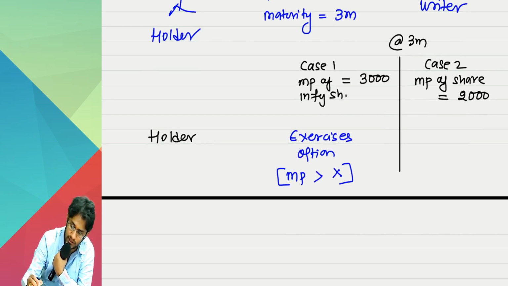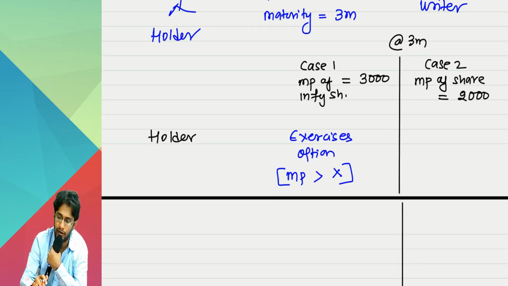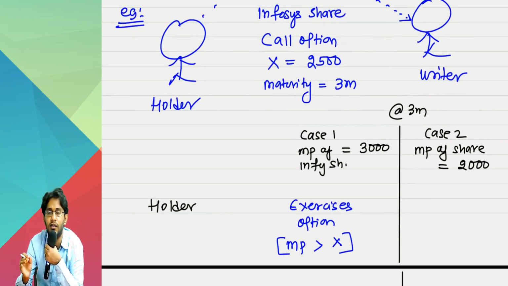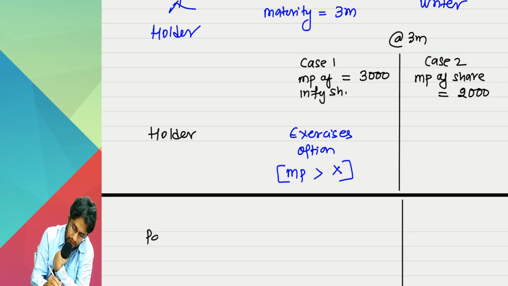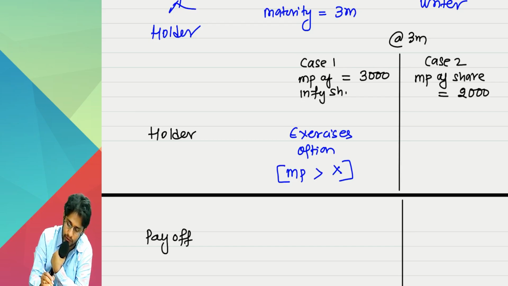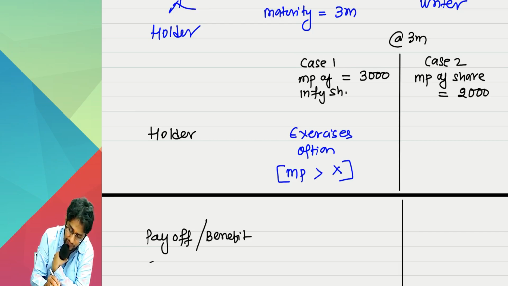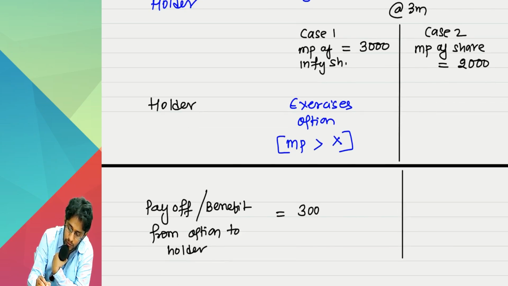Tell me, because the option is exercised, holder is making how much gain today? 500 rupees. How 500 rupees? Market share price is 3000, but I am buying the share only at 2500. Therefore, definitely there is a gain of 500. This 500, if you don't mind the premium, we'll talk later, is called the payoff, or if you don't like the word payoff, it is called the benefit from the option to the holder. A 3000 share I am buying only at 2500. So therefore there's clearly a gain of 500.